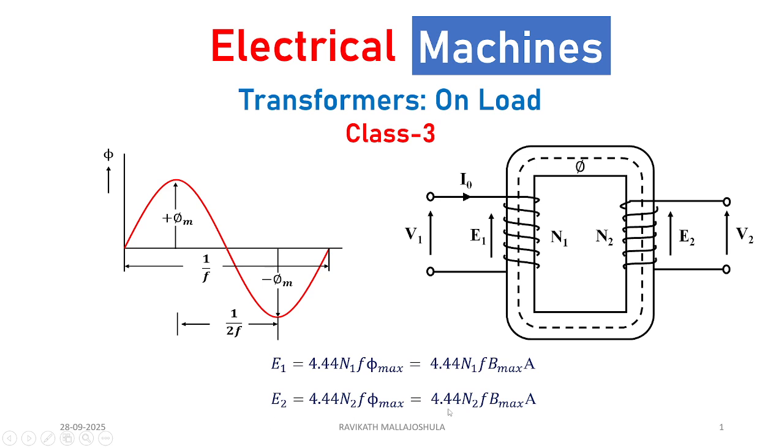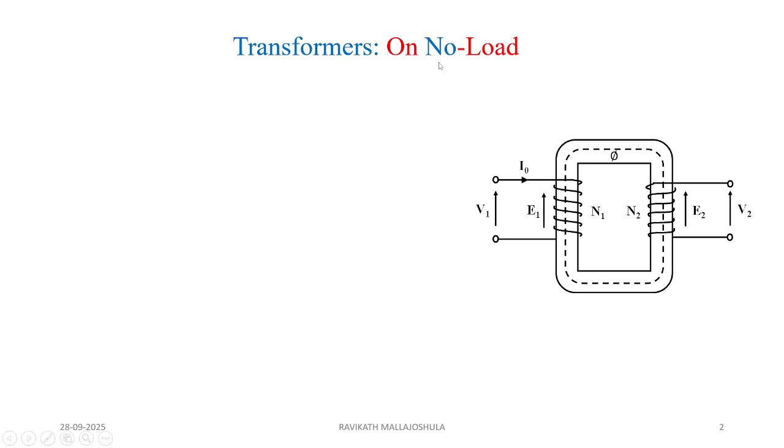The formula changes to this: E2 is equal to 4.44 N2 F B max multiplied with the area of the cross section. So what we have seen on no load conditions is that voltage V2 is equal to E2 in N2. N2 is the number of turns, E2 is the EMF induced in the secondary winding, and V2 is the measurement across the output terminal. Whereas V1 is the supply voltage, and because of V1, I0 current is flowing in E1, and E1 is in opposition with V1, whereas E2 is equal to V2. So this we have seen in our previous class.